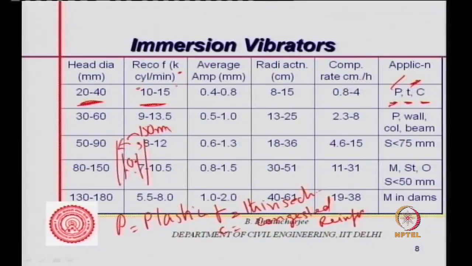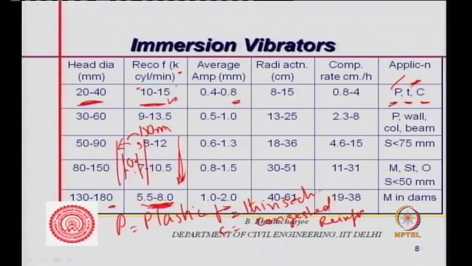The recommended frequency is given in kilocycles per minute. That means 10 to 15,000 kilocycles per minute is the recommended frequency. And you can see as the diameter increases, the frequency reduces. So this is high frequency, this is lower frequency. Average amplitude is low here and high here. When average amplitude is high, frequency will be low; when average amplitude is low, frequency is generally higher.